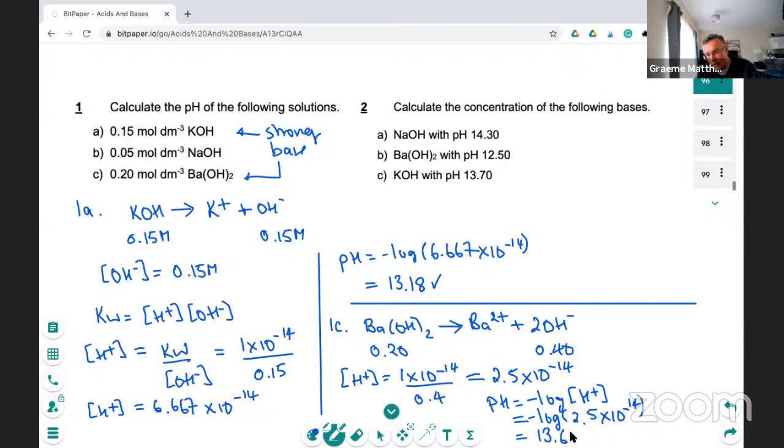13.60 to be precise. Okay, so same idea with calculating the pH of a strong base, right? You get the hydroxide ion concentration first, and then you put it into the Kw expression, which is H plus times OH minus, solve it, and then get the pH out, okay? So I tell you what, I think we're fairly, let's just do one of the concentrations of the following bases, because I think you got the idea. All right, but let's just do one more.